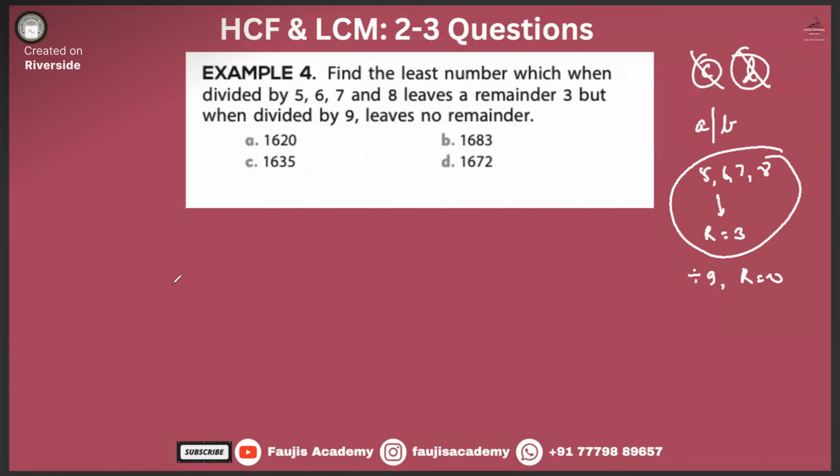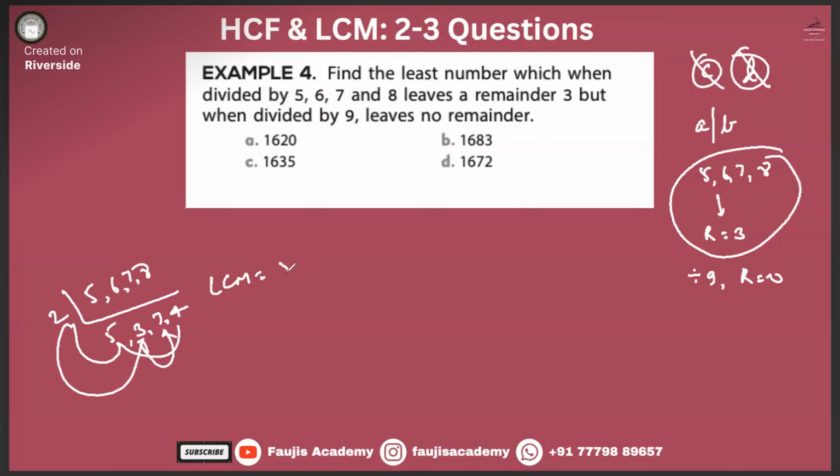Least they have said, so we'll work with LCM. What is the LCM of these numbers? Let's find out. I don't think we can do anything further. 20, 40, then 120, then 840. So the LCM is 840. But this is the LCM of 5, 6, 7, 8. If we divide this number by 5, 6, 7, 8, what will be the remainder? 0. So if we want the remainder as 3, we'll have to add 3 over here. That means 843, right?